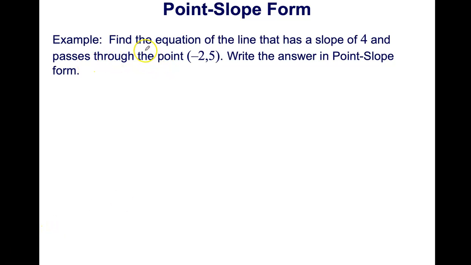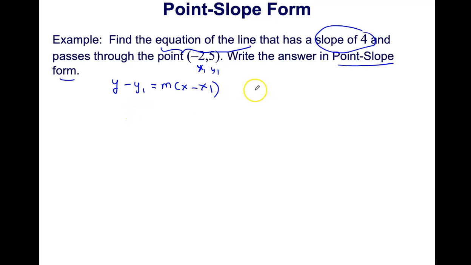Alright, so let's start working on this. The question is asking us to find the equation of the line in point slope form. So the equation of the line in point slope form is y minus y1 is equal to m times x minus x1. As you all know, this is my x1 and this is my y1. And what is my slope? The slope is 4 over here. So I will write it over here. They have been given to me: m is 4, x1 is negative 2, and y1 is 5.